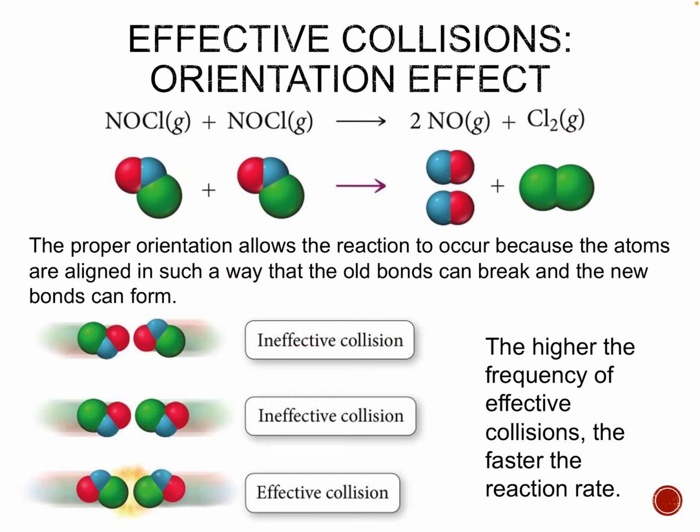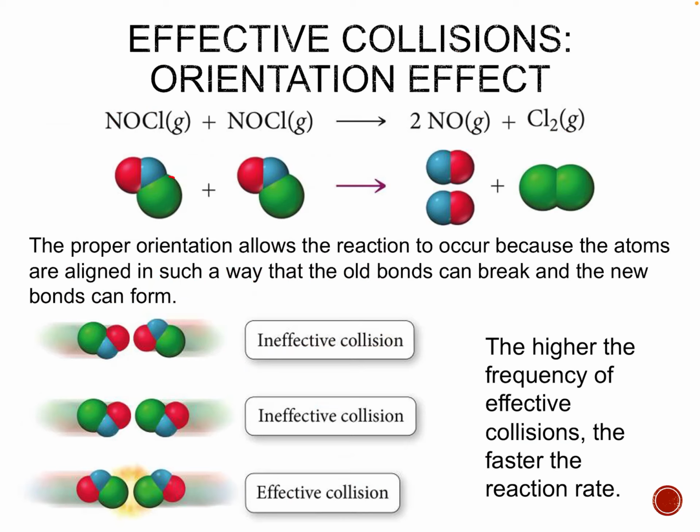So just a little bit on effective collisions. Let's say we had this reaction where we have NO Cl reacting with itself and producing nitrogen monoxide and chlorine gas. The molecules have to be facing the right way in order to cause those old bonds to break and the new bonds to form, right? If you think about that transition state, where some of the bonds are being broken at the same time that some of the bonds are being formed, we need to have that happening, okay? They have to be broken and formed kind of at the same time.